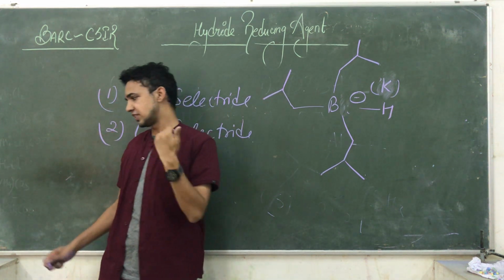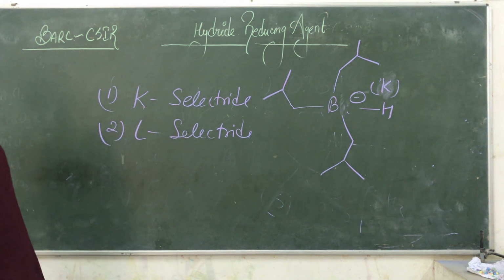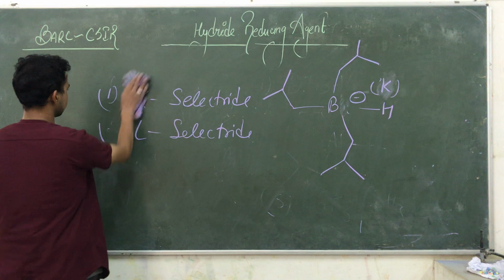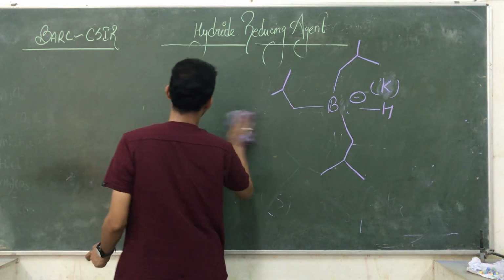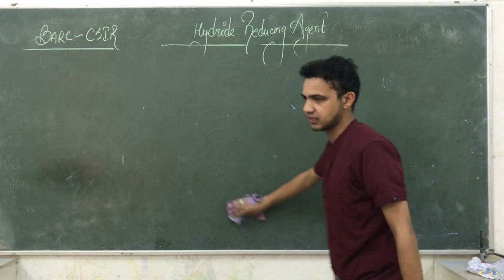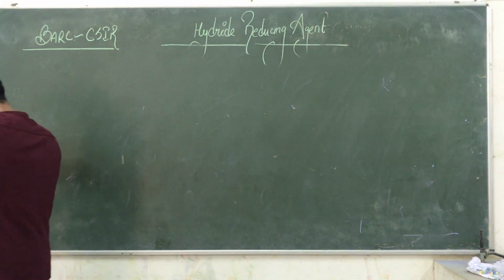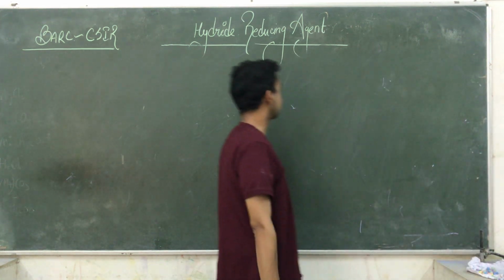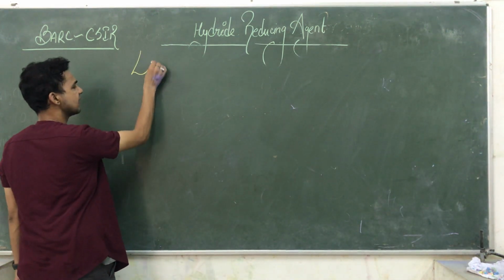So guys, these are some reducing agents. They are used in a specific way and have specific characters. But today we are only talking about one reducing agent. You know very well about this: it is our lithium aluminium hydride. So we are starting our topic by taking lithium aluminium hydride, LiAlH4.